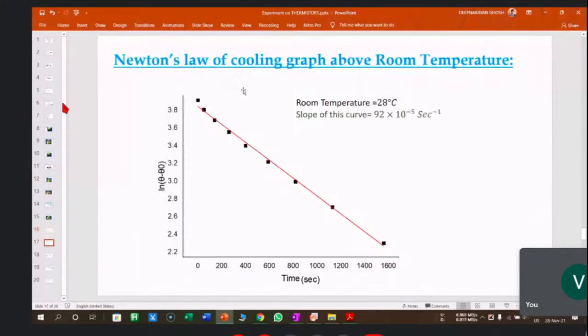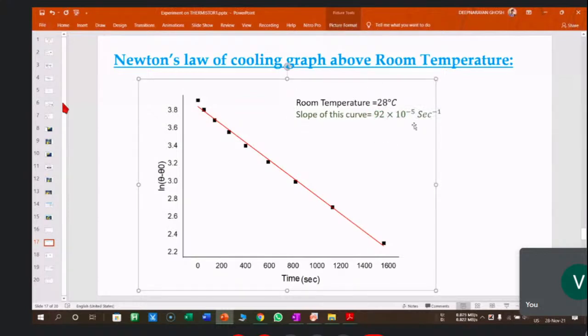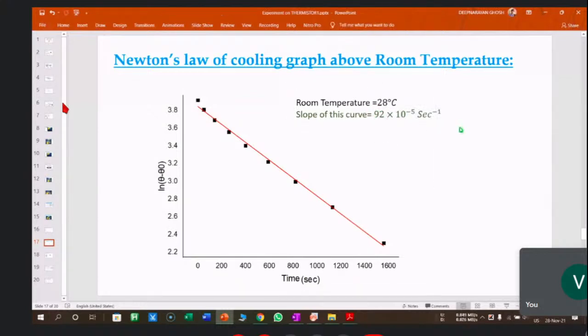After that, I have verified Newton's law of cooling, with the graph of ln(theta minus theta naught) versus time. This graph is also a straight line, and the slope of the curve is given here, 92 into 10 to the minus 5 per second. So Newton's law of cooling verification is done this way.